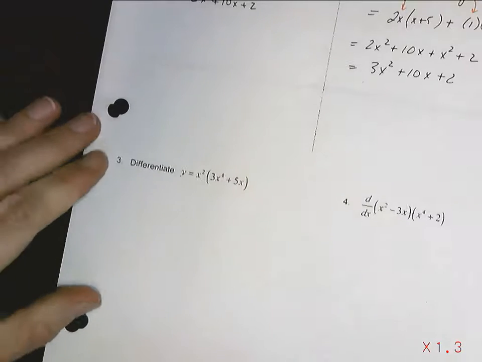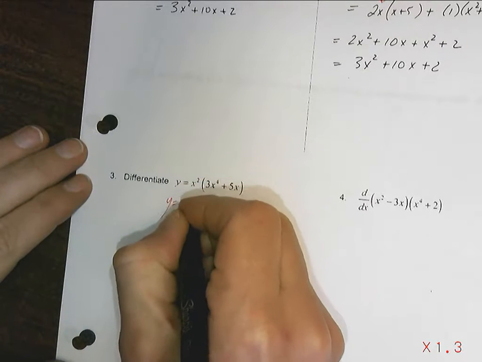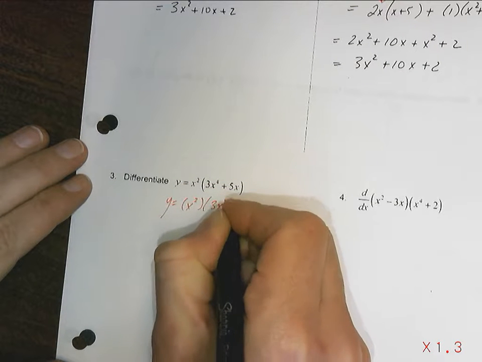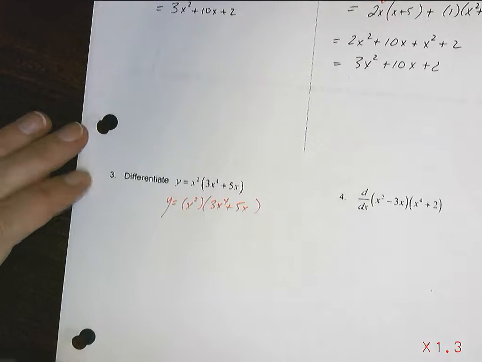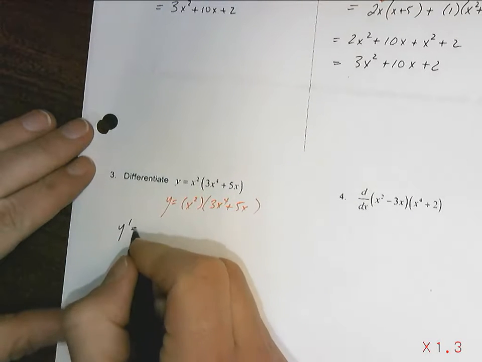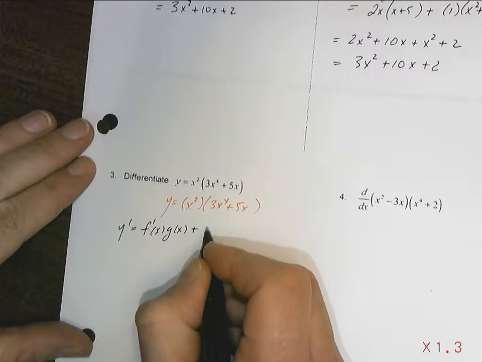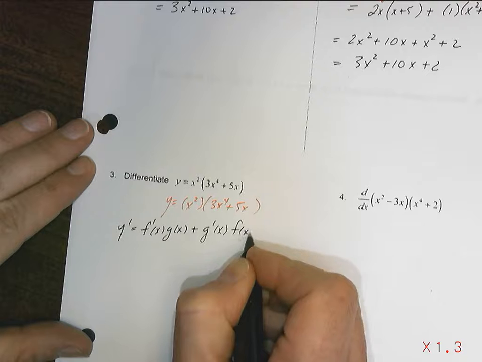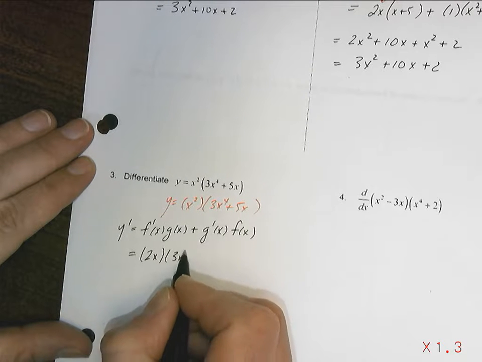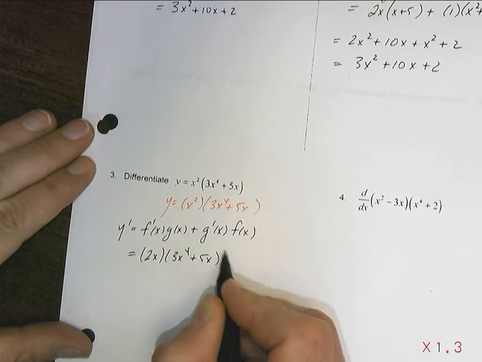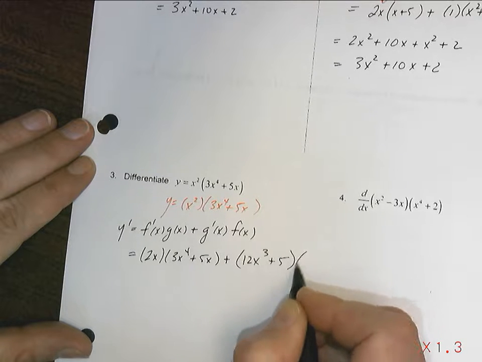Let's look at the next one. So what we have here, we do have a product. Let's make sure that we understand that we're looking at a product here. This is my f of x, this is my g of x. So following the pattern, and it wouldn't hurt you to write it out for a little while: f prime of x times g of x plus g prime of x times f of x. It's not going to hurt. The derivative of the first one is 2x times the second one, plus the derivative of the second one times the first.